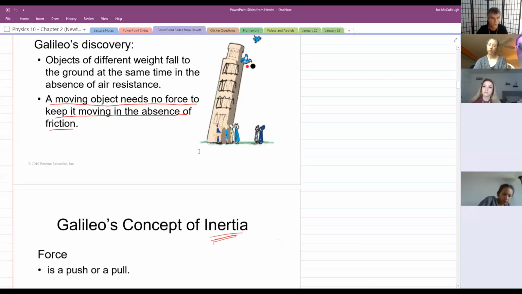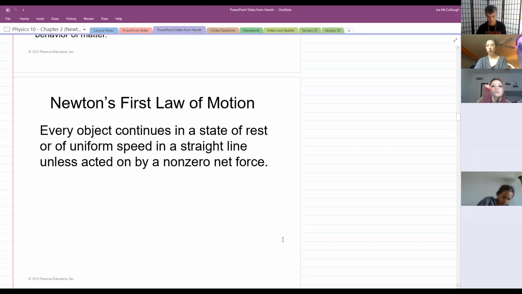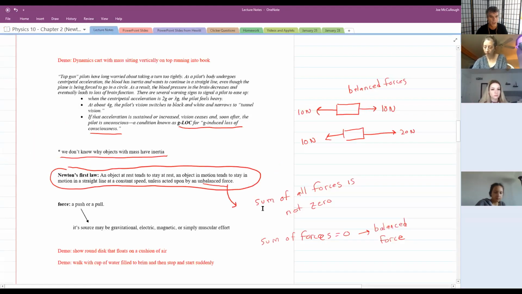So let me just show you the way Hewitt puts Newton's first law. Another way of saying that is, every object continues in a state of rest or of uniform speed in a straight line unless acted upon by a non-zero net force. It says exactly the same thing. If it's at rest, it tends to stay at rest. If it's moving, it tends to keep moving in a straight line at a constant speed until some unbalanced force acts on it. Okay.